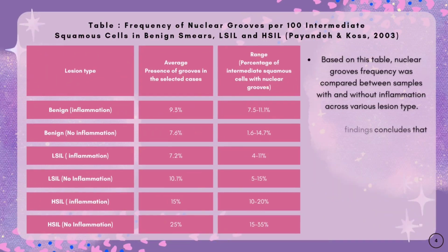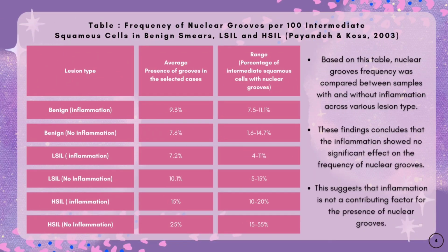This table shows the presence of nuclear grooves in intermediate squamous cells from cervical smears, grouped by lesion type and whether inflammation was present. For each case, the researchers looked at 100 intermediate squamous cells and counted how many of them had nuclear grooves. The average column shows the mean percentage of grooved cells in each group. The range column shows the lowest and highest percentage observed across all samples in that group, meaning how much variation there was from case to case.